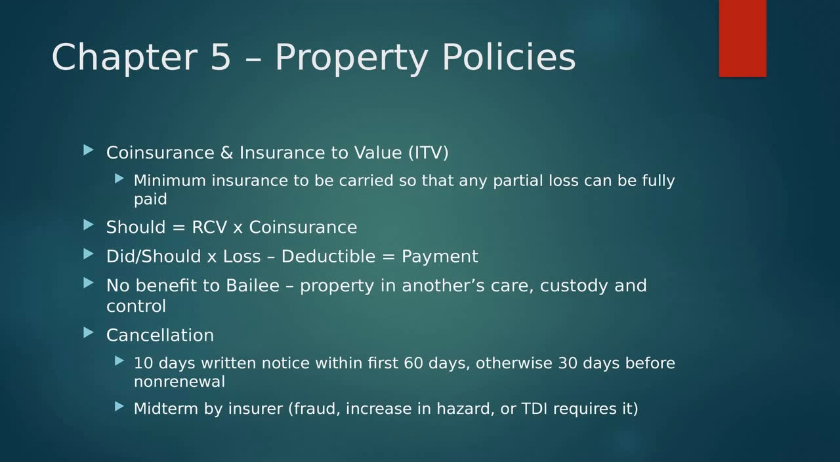Clearly, the $100,000 is not equal to $200,000, it's much less, and therefore you would apply the formula. So $100,000 divided by $200,000, the did and the should, multiplied by the loss of $120,000, minus the $1,000 deductible. In this case, $59,000 is what it comes out to, and that's answer C.